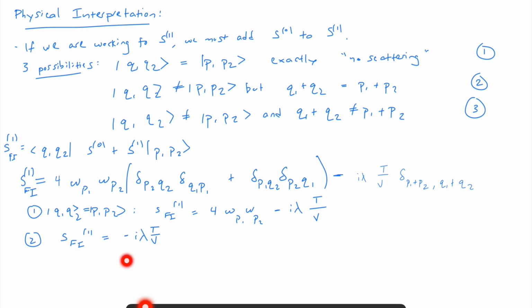For my second possibility, I'm just going to have the first part. This term will not appear, because these two states are not exactly equal, so this whole thing will cancel out. I'm just left with this part over here, which is minus i lambda T over V. And this delta function, because I do have momentum conservation, will just give me 1, so that just doesn't show up here in the calculation. And the third possibility is always 0. The possibility of having no momentum conservation will always be 0, whatever terms you look at here to first order.